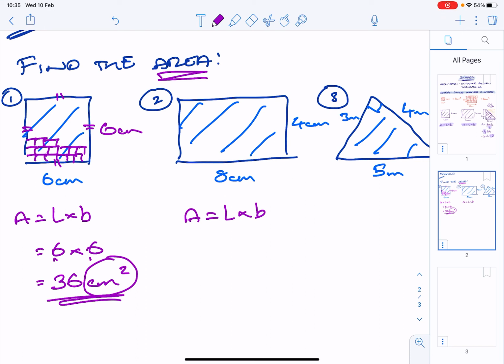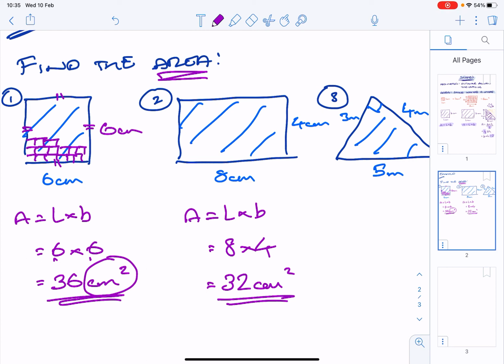Very similar with the rectangle. It's 8 centimetres along the bottom, so we've got basically 8 rows of 4, in which case it's length times breadth. It's 8 times 4, which is 32, and again, centimetres squared. Right, you'll start losing marks if you don't write the centimetres squared. So make sure you put it in, okay?